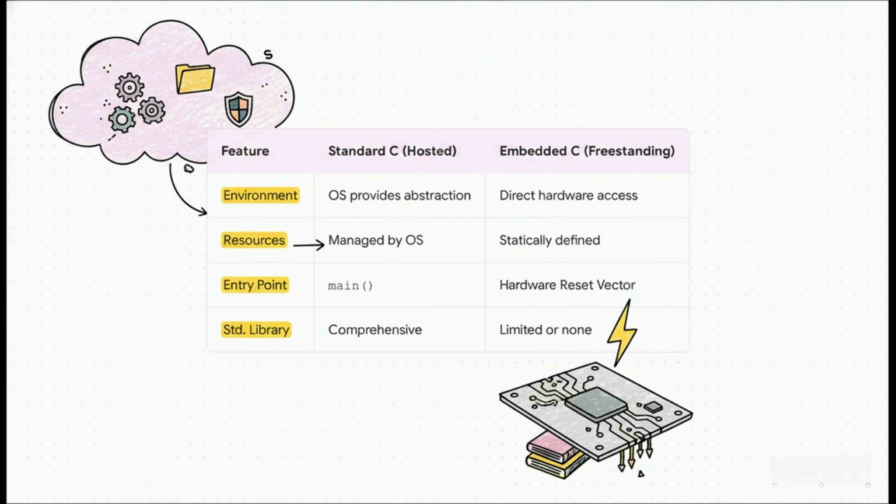And this slide right here just nails the difference. On your desktop, you're living in what we call a hosted environment. Think of the operating system as your personal butler. It manages memory for you, it handles files, it even kicks off your main function. But in the embedded freestanding world, you're on your own. There is no OS. You are the one who has to tell your code where memory is using a linker script. Your code only runs because the hardware reset vector literally points to your startup code. And that huge standard library? Forget about it. In this world, you are the operating system.